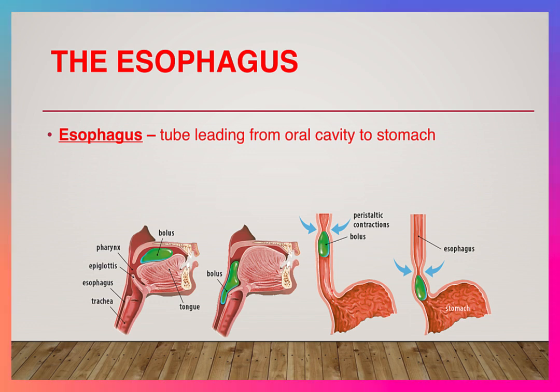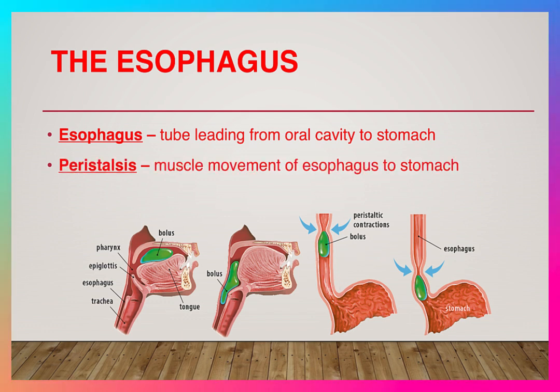The way you can prove this is if you stand on your head and swallow water, it still ends up in your stomach. So this peristalsis, which we've talked about before, is the ring-like muscular movement that forces the food down into the stomach.